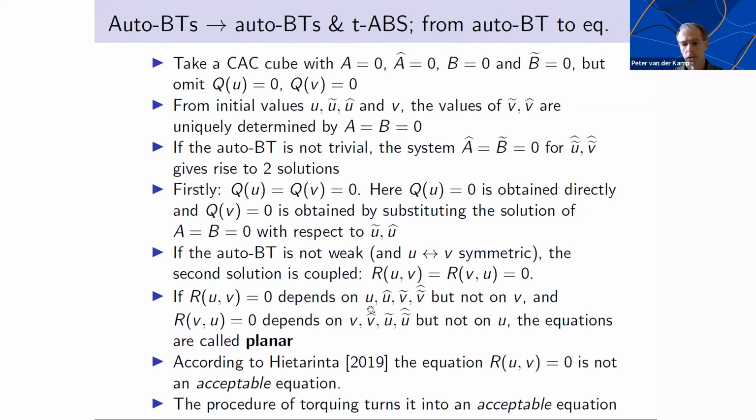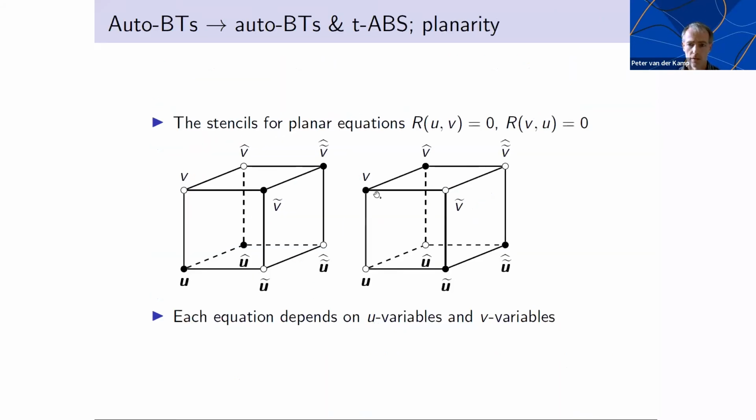So similar to the tetrahedron property, which I haven't explained, I realize, but will do soon, the R equations can be planar. Let me just get to the pictures and show you what it is. For the R equations, they will depend on both V and U variables. If they depend on them in this particular way, on U hat, V tilde, and V tilde hat, then you can draw a plane through these points.